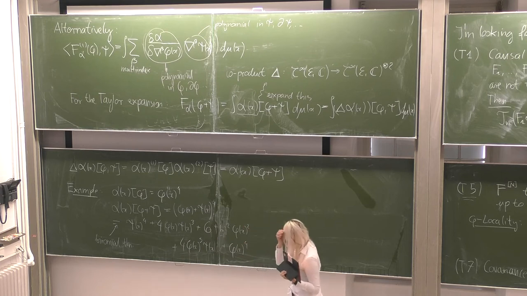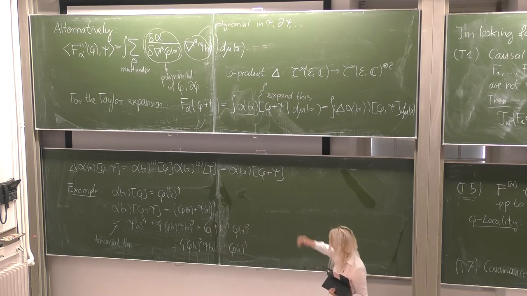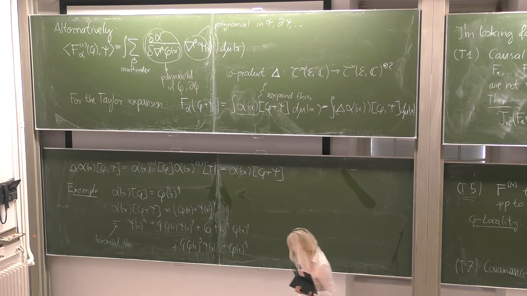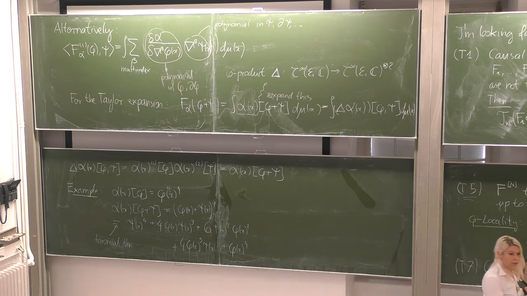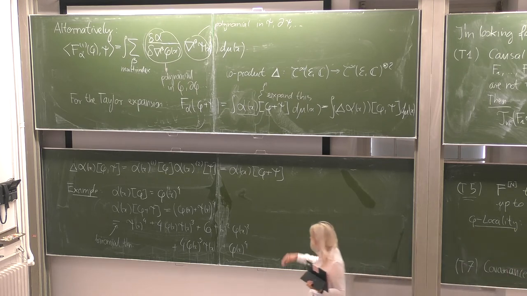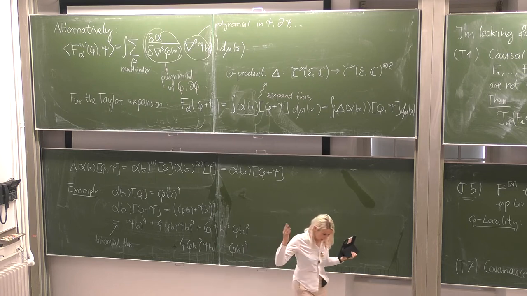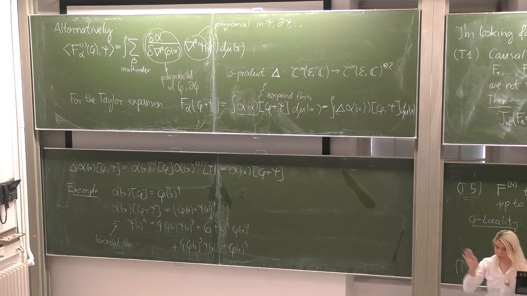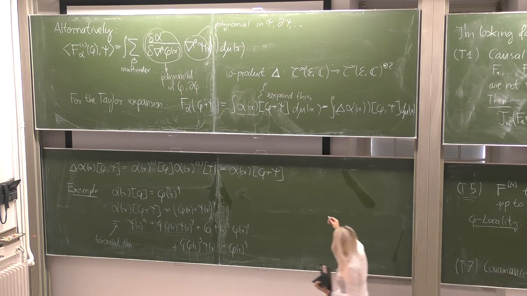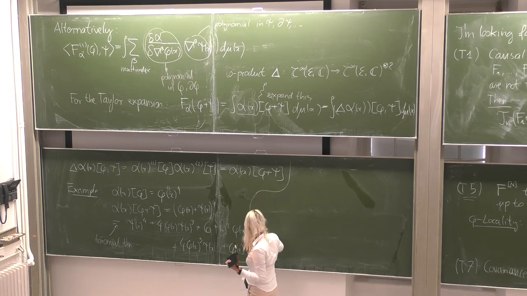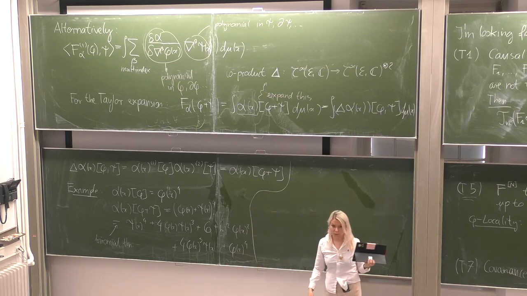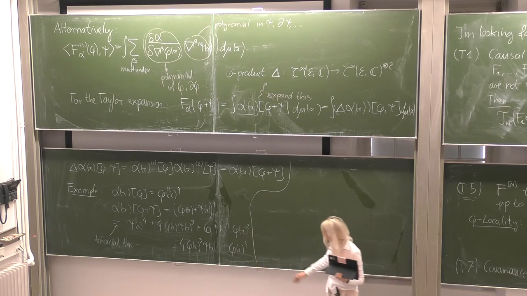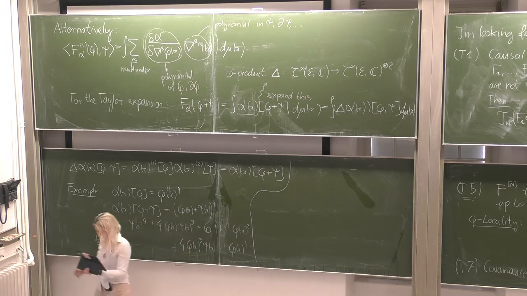So this is a very simple example of how this co-product looks for polynomials, and the only thing that happens is that, for derivatives, you also have polynomials in phi and its derivatives, and in principle you can also have analytic functions, so this series could become infinite, but it's nothing else but a co-product underlying the Taylor expansion.